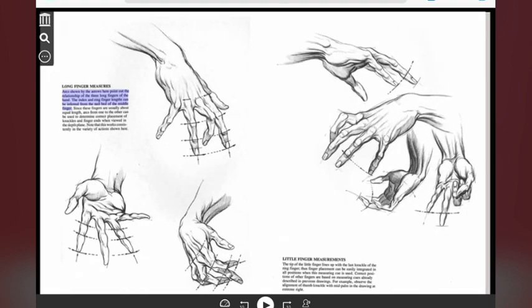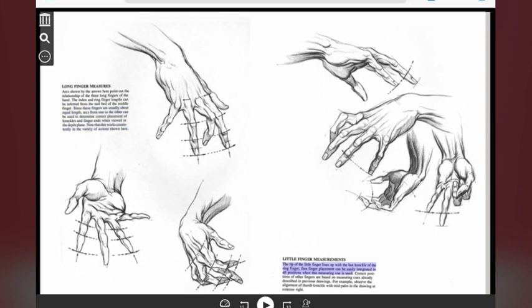Areas shown by the arrows here point out the relationship of the three long fingers of the hand. The index and ring finger lengths can be inferred from the nail bed of the middle finger. Since these fingers are usually about equal length, arcs from one to the other can be used to determine correct placement of knuckles and finger ends when viewed in the depth plane. Note that this works consistently in the variety of actions shown here.